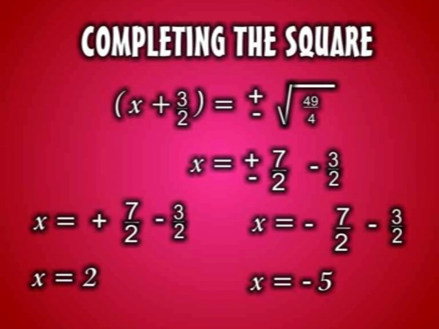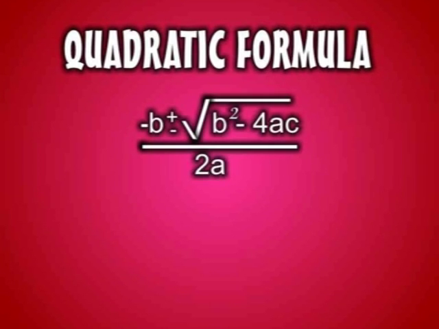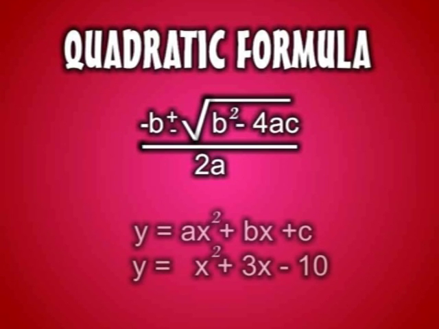The third method we are going to be looking at is the quadratic formula. The quadratic formula says that the x values are equal to minus b plus or minus the square root of b squared minus 4ac, all over 2a. Again, we are using the standard formula ax squared plus bx plus c.